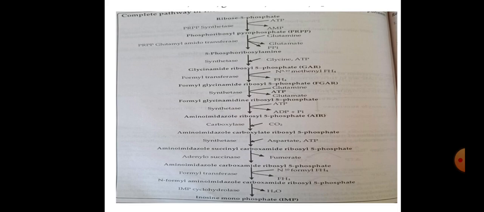Then C8 is added by formyl FH4, N3 by glutamine, C6 by carbon dioxide, N1 by aspartate, and C2 by formyl FH4. IMP, which contains the base hypoxanthine, is generated. Then IMP is cleaved in the liver, and its free base or nucleoside travels to various tissues where it is reconverted into the nucleotide. IMP is the precursor for both AMP and GMP.